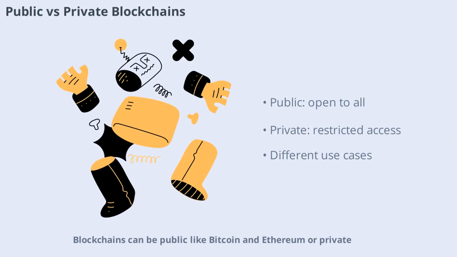Blockchains can be public, like Bitcoin and Ethereum, or private, used within organizations. Public blockchains are open to anyone and are maintained by a global network.